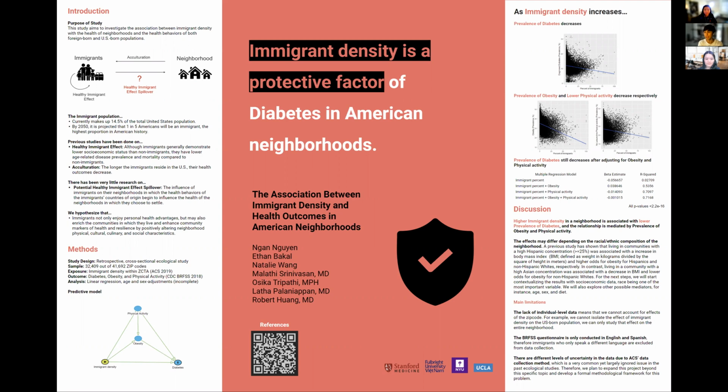I'm joined today by Nan Nguyen and Natalie Wang, and we want to talk to you about our study, which looked at immigrant density as a potential protective factor for diabetes in American neighborhoods.